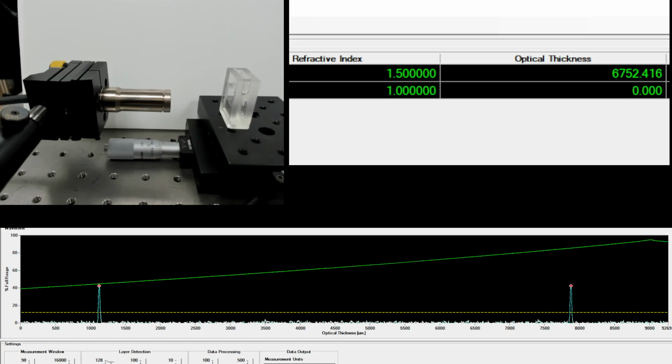And that's what we're showing here. So here is the front surface of that gap and the back surface of that gap. And in between is the water. And that water's optical thickness is 6,752 microns. So, 1.34 index of refraction for water.